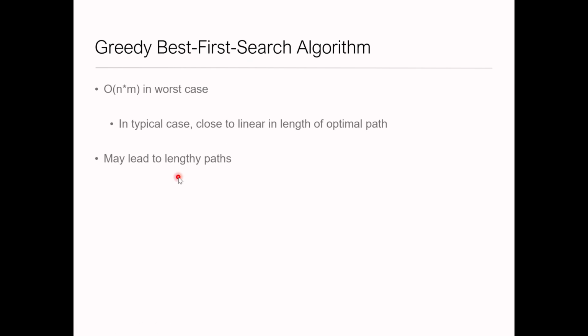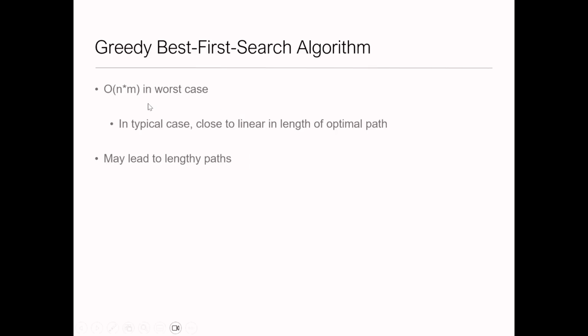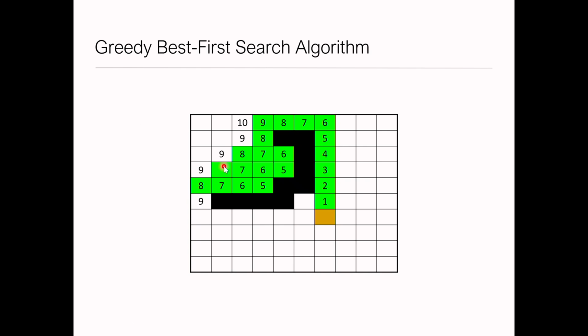The problem is, though, it doesn't produce the minimum cost path, right? The minimum cost path in this case, if you were here, you would just go around like that, right? Here, you've got to take this winding path like that. So the greedy best first search doesn't produce the best path, but it produces it pretty quick. It produces a path most of the time pretty quickly.